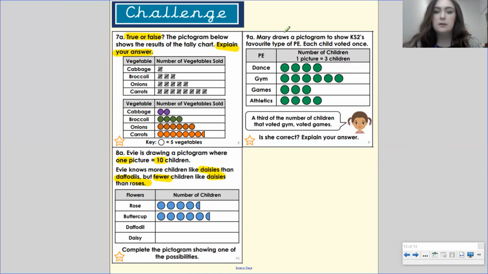And the last one, Mary draws a pictogram to show Key Stage 2's favourite type of PE. Each child voted once. Number of children means that one picture equals 3 children. So each one of these equals 3 children. A third of the number of children that voted gym voted games. Is she correct? Explain your answer. So you would say, yes, she is, because.